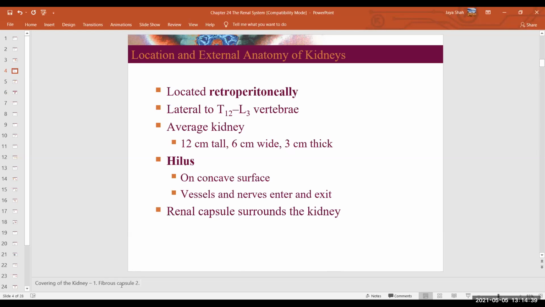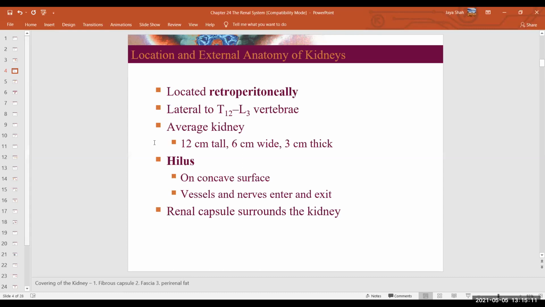That is fascia, perirenal fascia, we call them. And the third one is perirenal fat. Okay. So a lot of fat is covering them too. And due to these coverings, it is highly protected from any neighboring infection. Okay.